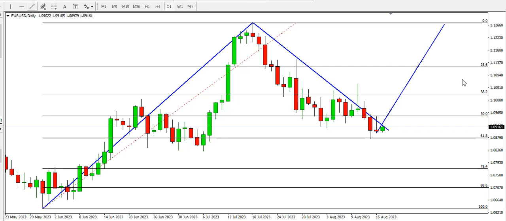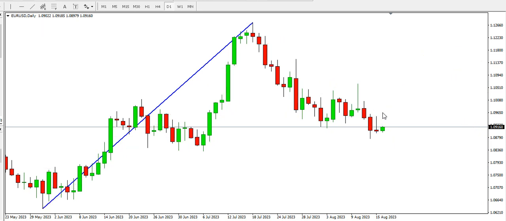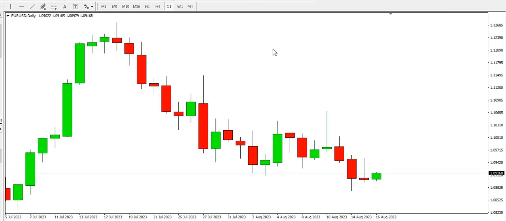we might have a double top if price goes up. The trend is currently weak, so we might have a double top. But that's for Euro USD on the daily time frame. But for now, the possibility is that price might likely drop further.